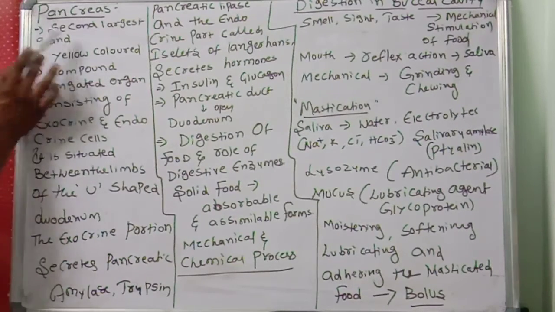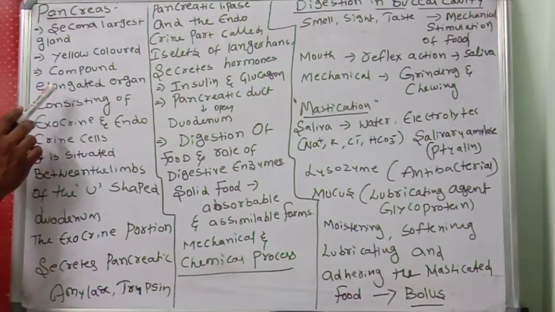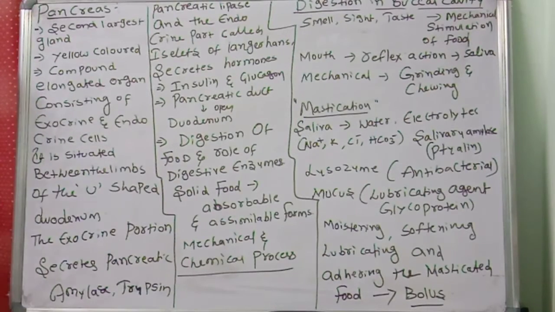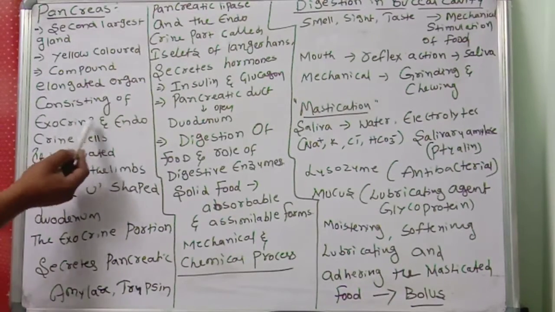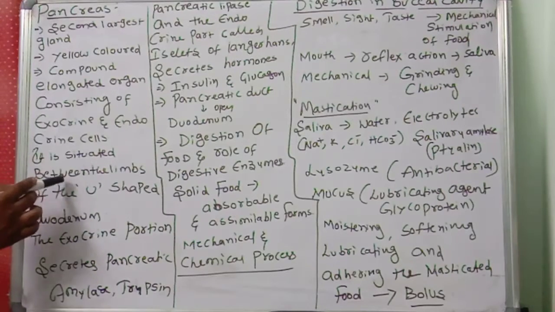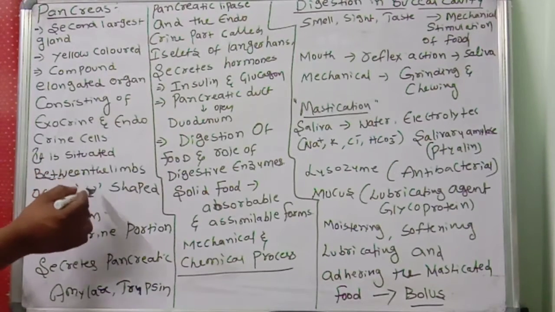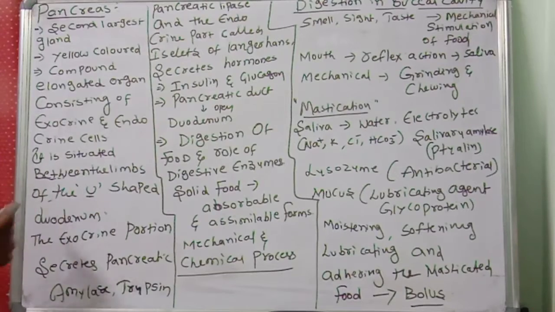So now: second largest gland, yellow colored compound elongated organ consisting of exocrine and endocrine cells. It is situated between the limbs of the U-shaped duodenum. This is very important. Between the limbs of the U-shaped duodenum.